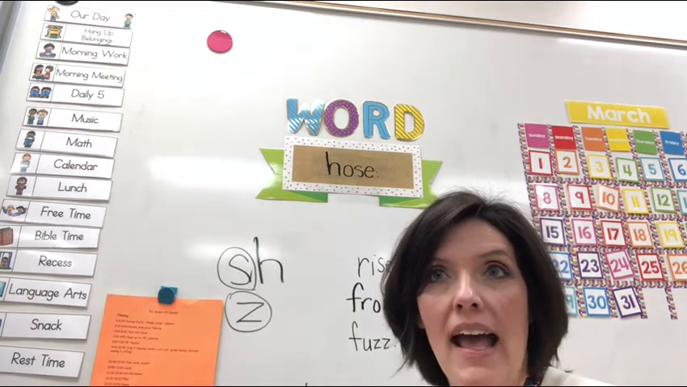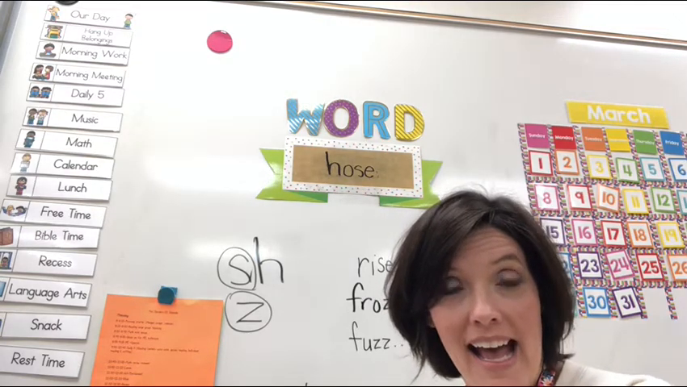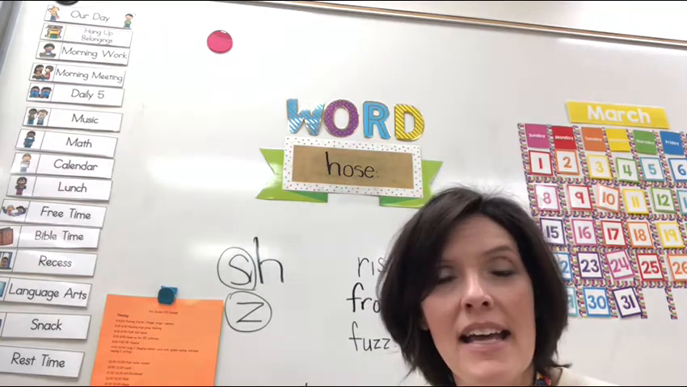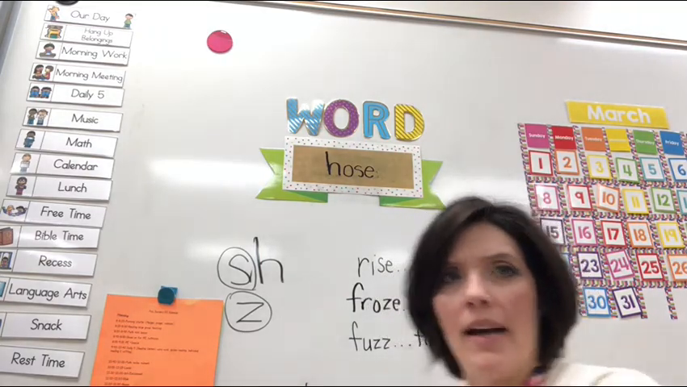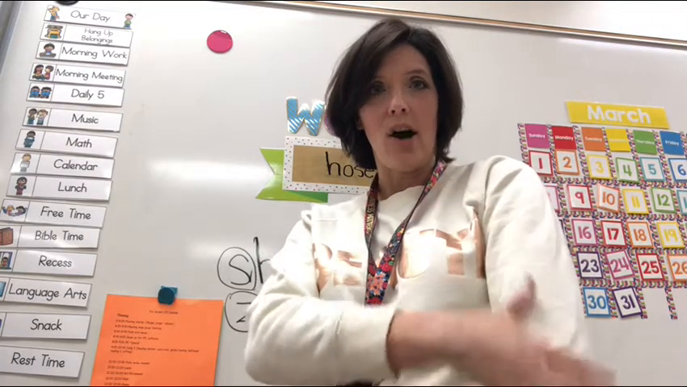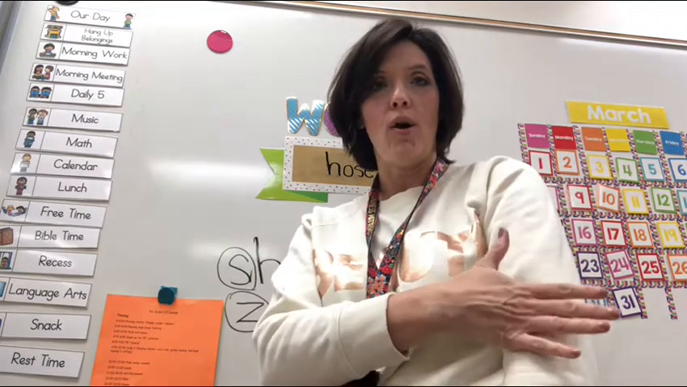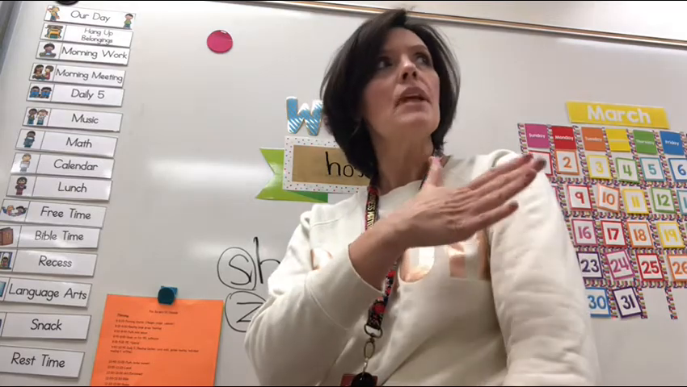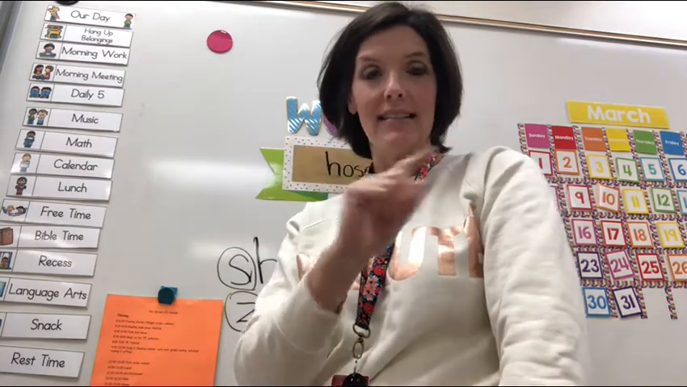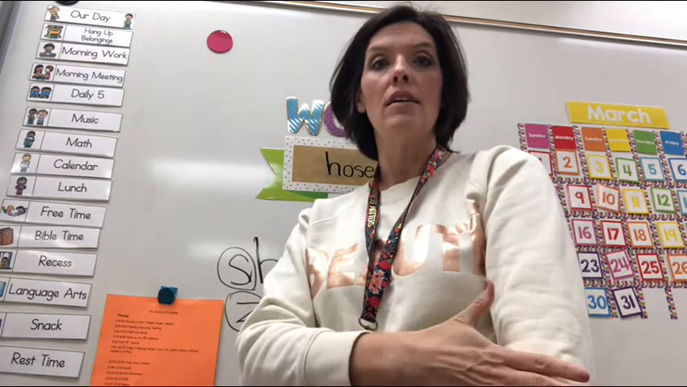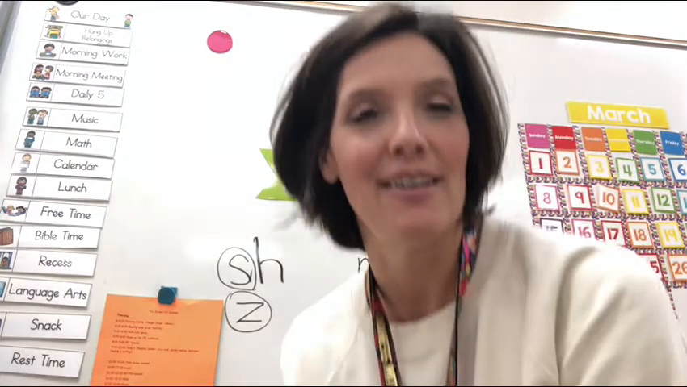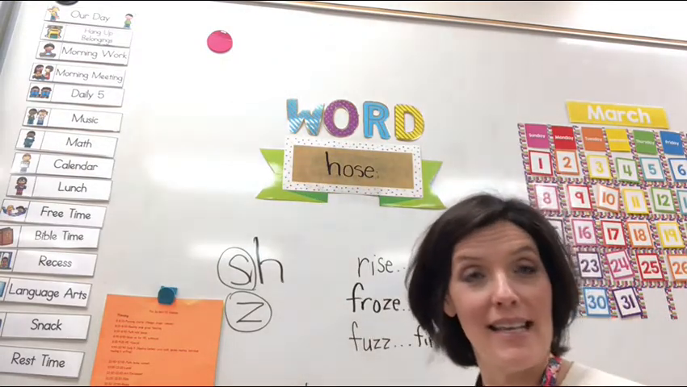So if I have a dog, I have one dog. If I have more than one dog, I say dogs, don't I? And then we know how to spell dog. D-O-G, right? But when I put the S on the end, it sounds like a Z. Listen to this. Dogz. It's that Z buzz sound, right? So it sounds like a Z, but it's an S.